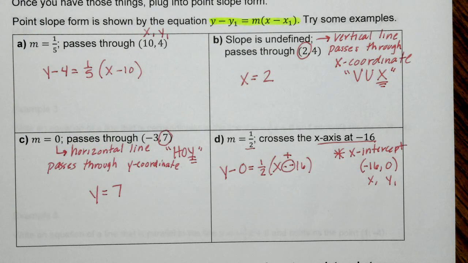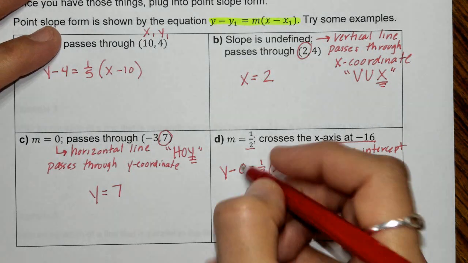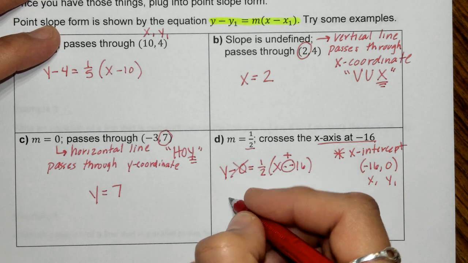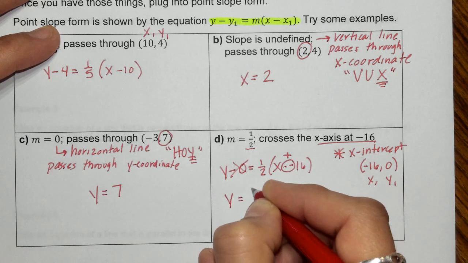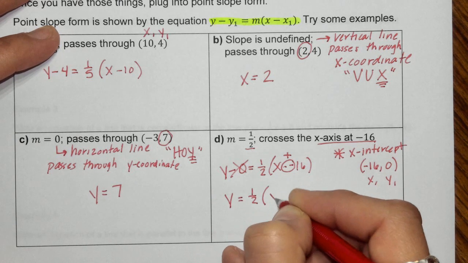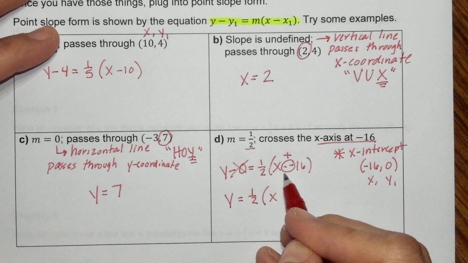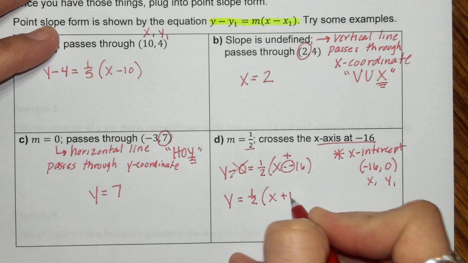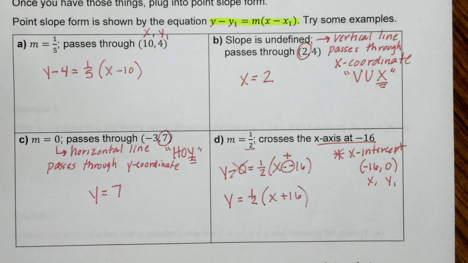Now, in this problem, we don't need that 0. We don't want the 0. Why? Okay, we don't write zeros into our equations. So here, we just rewrite it without that 0. Y equals 1/2 parentheses x, we're going to change that to a plus because we had minus a negative, plus 16. And there's our equation.